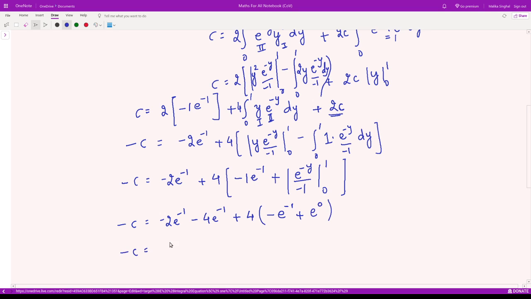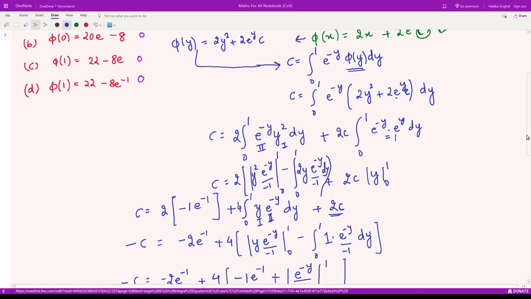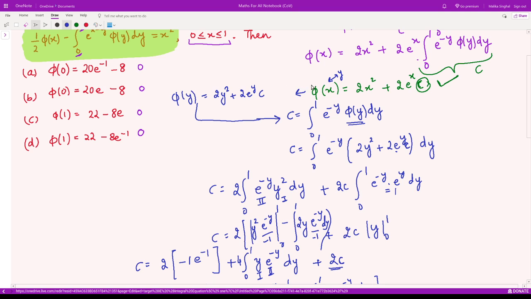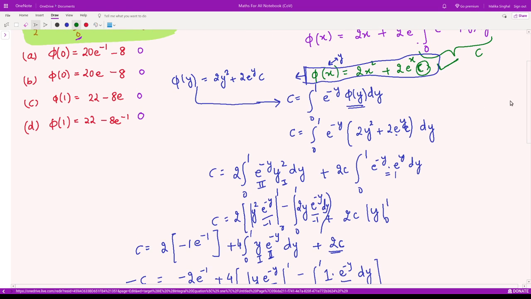So minus c is equal to minus 6 e to the power minus 1 minus 4 e to the power minus 1 plus 4. So ultimately c is equal to 10 e to the power minus 1 minus 4. So this would be our c. Let us substitute the c back into the value of phi, right? So let us see what our phi becomes.